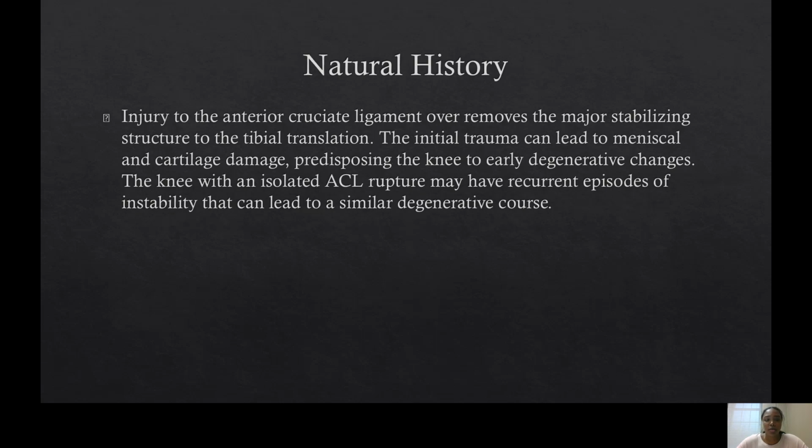I'm just going to talk a little bit more in depth about the injury in itself. The injury to the ACL overall removes the major stabilizing structure to the tibial translation. The initial trauma can lead to meniscal and cartilage damage, predisposing the knee to early degenerative changes. The knee with an isolated ACL rupture may have recurrent episodes of instability that can lead to similar degenerative courses.